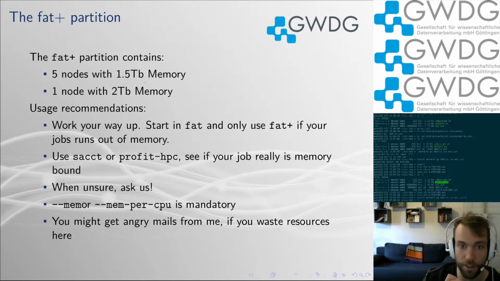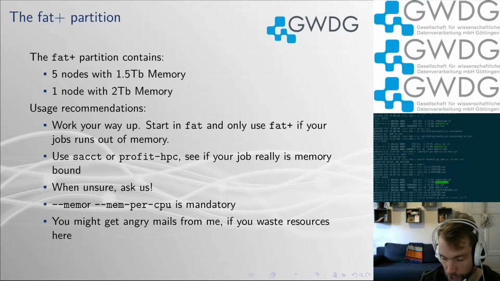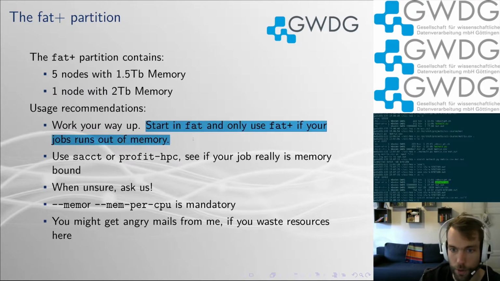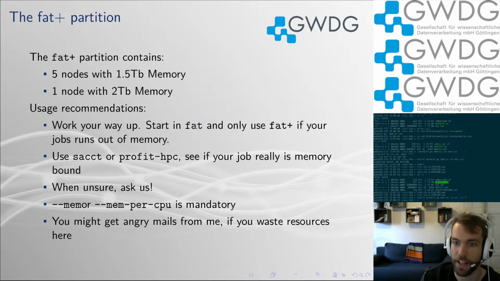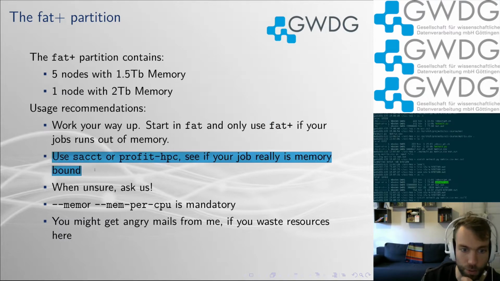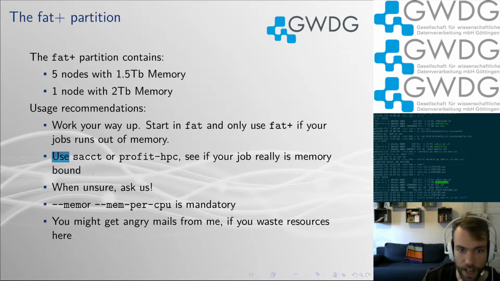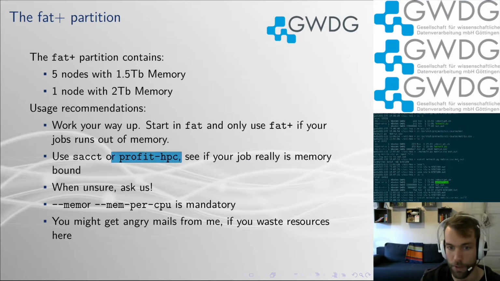So start in medium. Then if the memory isn't enough, and usually you get specific error messages that I come to later, then you use the FAT queue. And if that is still not enough, then use the FAT plus queue. If you really don't have enough memory, you can find that out using sacct, I come to that soon, and profit-hpc to find out if it's really the case. This will also be explained soon.